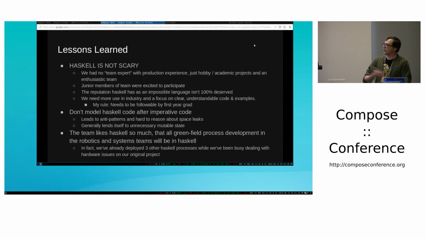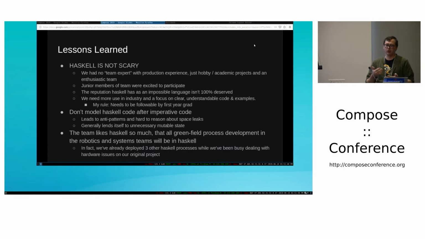At the end, just the lessons that we learned: Haskell really isn't scary, right? I think this was a really big revelation for both me and my boss, the CTO. He came in his first day, and I was like, hey man, we're using Haskell, and I thought he was going to run away. But we didn't have a team expert. Well, Lianne was our team expert, but had no production experience.